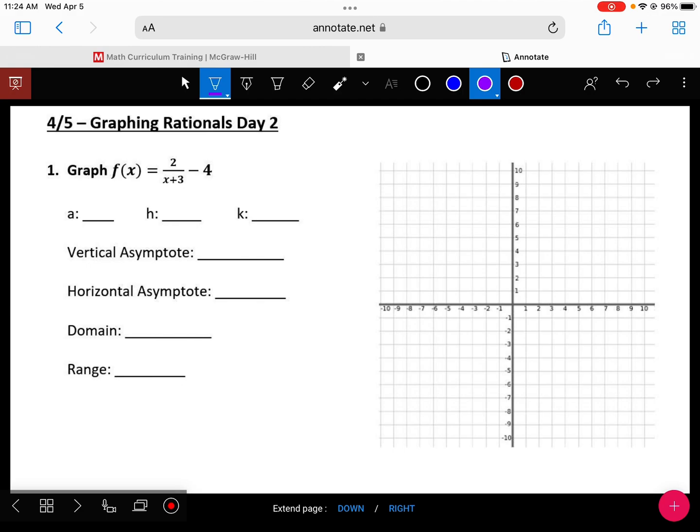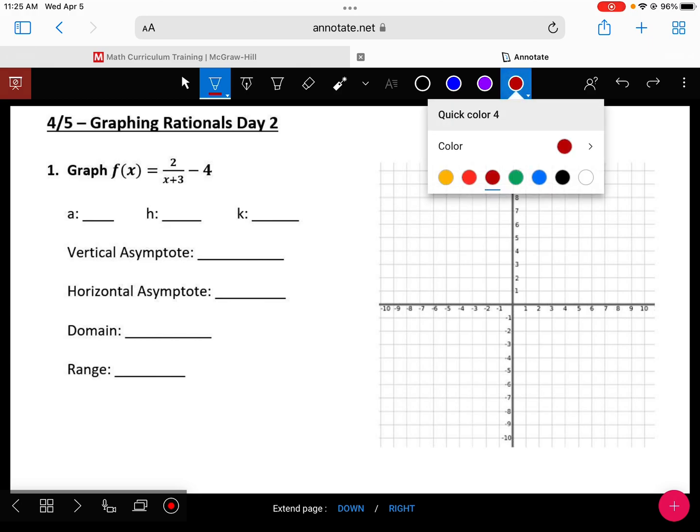4-5, rationals, day 2. Yesterday, we talked about rational functions. We practiced identifying AH and K, writing our vertical and horizontal asymptotes, and describing the transformation. The one piece that we have not really talked about yet is how to actually put that on a graph. And that's what we're going to focus on today. We're still going to identify AH and K because all three of those pieces are important to making my graph. We're not going to be describing it in what we're practicing today. We did that yesterday. If you need some more practice with it, I'm happy to do some more practice problems with that part.